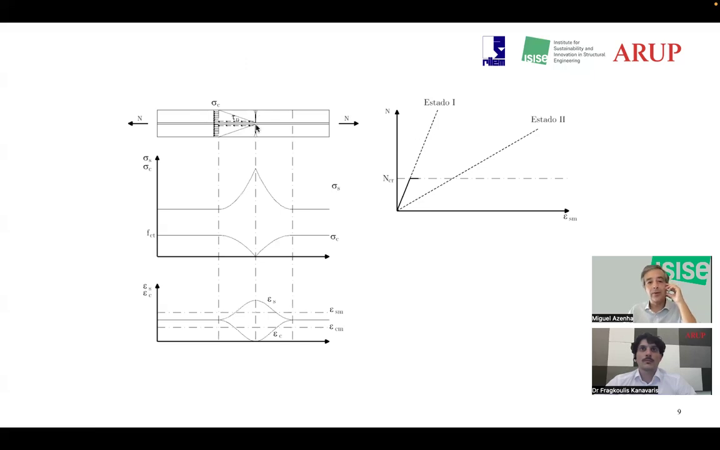Here it is. So the crack happens and you have an increase of stress in steel, a decrease in stress in concrete, and naturally a disturbance in the field of strains. And of course, a loss of stiffness in the system because suddenly it almost goes flat. And then what is interesting here is this distance between the crack and the point where the system doesn't even know that there was a crack.